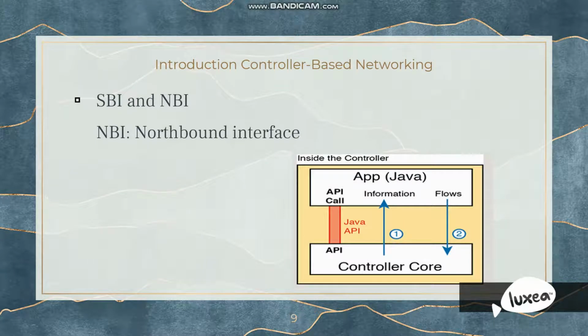Next, NBI, northbound interface. This figure shows that the controller can add entries to the device's tables. How it works is very simple. The controller gathers information about the network, and it creates a centralized repository of all information of the network. It enables network programmability by opening the controller so that it can be used by other programs.